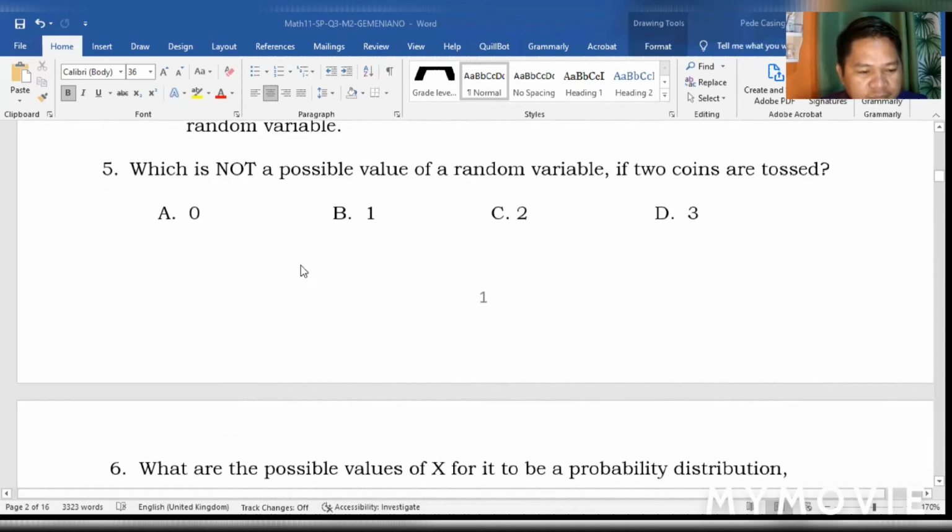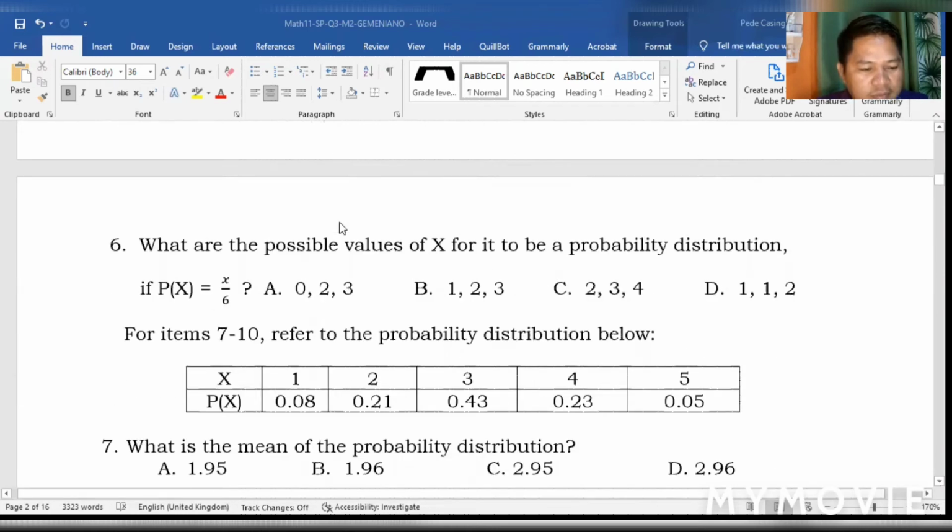Number five, which is not a possible value of a random variable if two coins are tossed? A 0, B 1, C 2, D 3. Okay, just answer. Later on, we will discuss how to get the answers to these questions.